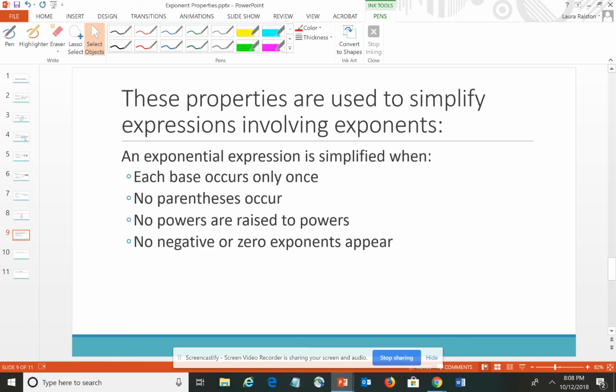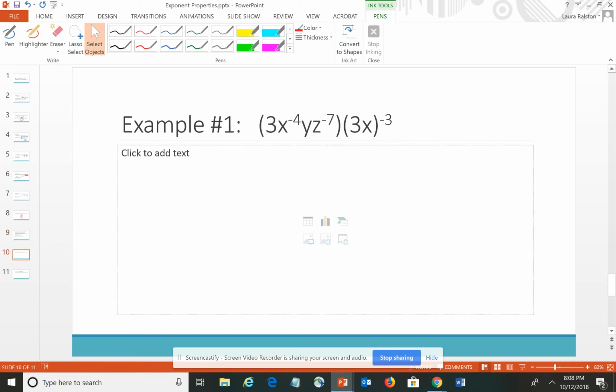What we do then is we take all of these properties together and we use them to simplify expressions that involve exponents. When we talk about an exponential expression being simplified, it has to meet 4 criteria, meaning each base occurs only once, no parentheses remain in the final answer, there are no powers to powers, and there are no negative or 0 exponents in the final answer. So once you've met all 4 of those criteria, you know that you have your exponential expression simplified into the lowest terms possible. So I want us to take a look at a couple of quick examples using these properties.